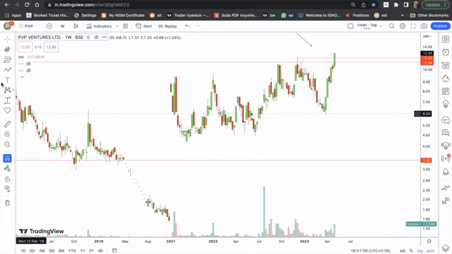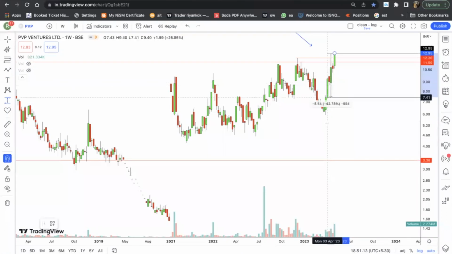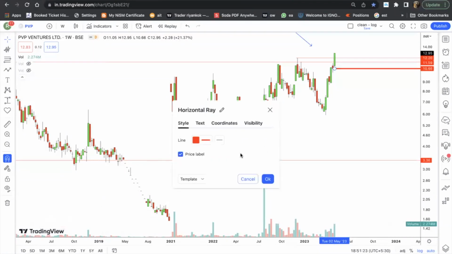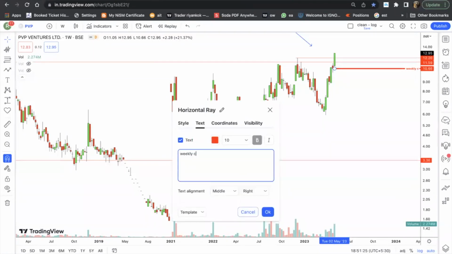So right now my projection is that the stop loss from here, if I consider the swing low, will be somewhere around 54%. So I cannot consider this as a stop loss. So my stop loss will be somewhere around 10 rupees 66 paise on weekly closing basis right now, right? So this is the weekly closing basis stop loss for the time being.